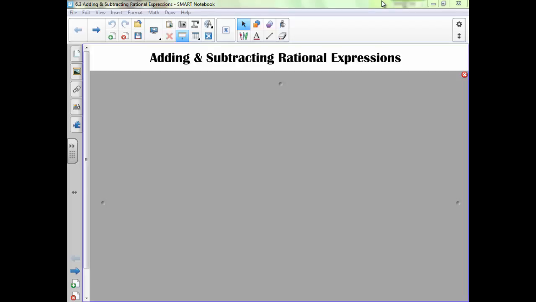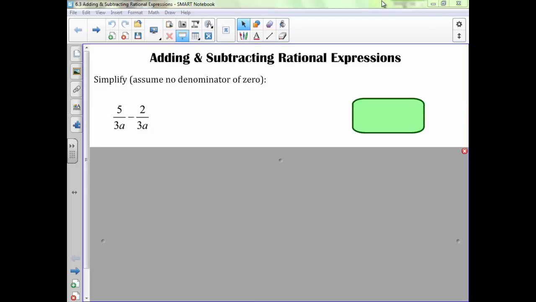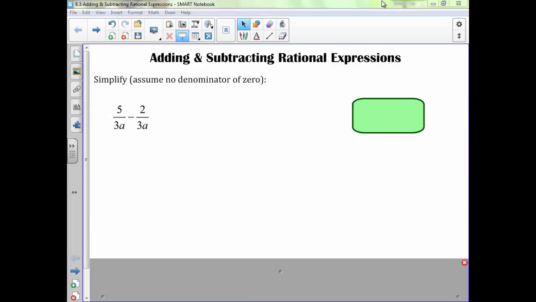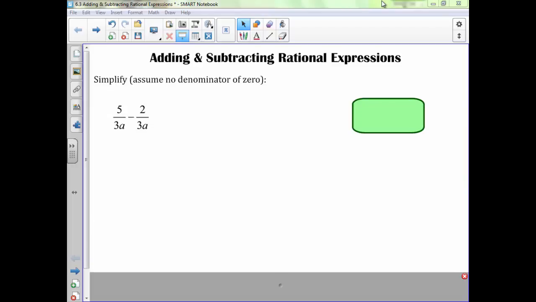Adding and subtracting rational expressions. So we're going to start by simplifying and just assuming that no denominator is equal to 0.